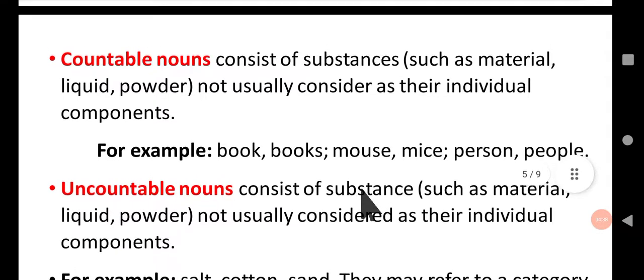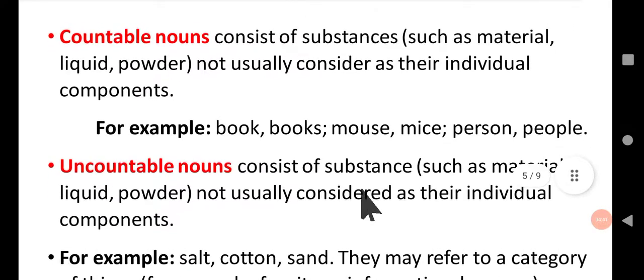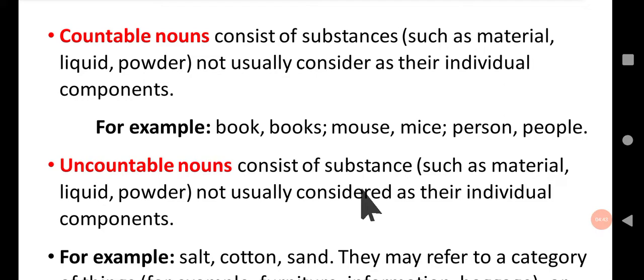Next, let us look at the difference between countable nouns and uncountable nouns. Countable is nothing but which you can count; uncountable is nothing but which you cannot count. That is the only difference you have. Countable nouns, for example: book, books, mouse, mice, person, people. It changes. You can count them. There are plurals for this.